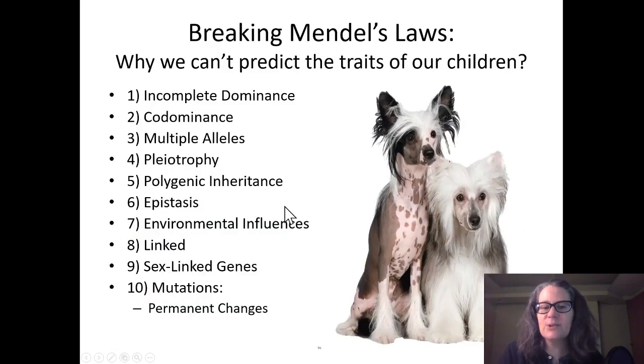So this is part 2 of Mendel's laws and how we break them. This has a lot to do with why we can't predict all of the traits of our offspring and design babies, right? And get all of the traits that we want in our babies.